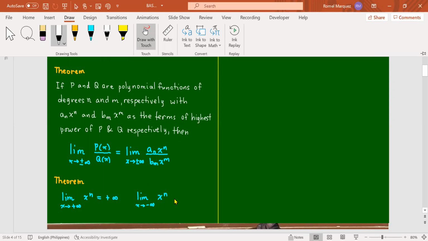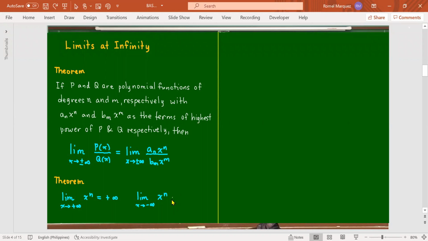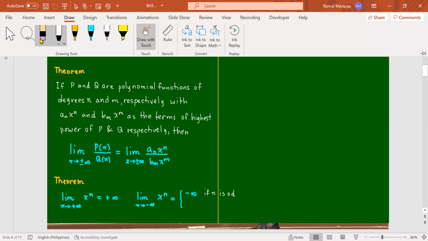Positive integer. This is equal to what, guys? Mr. Kitangon, what do you think? Negative infinity po. Are you sure? It is negative infinity if what? If n is odd, no? Is odd. Okay? Did you get that, guys?